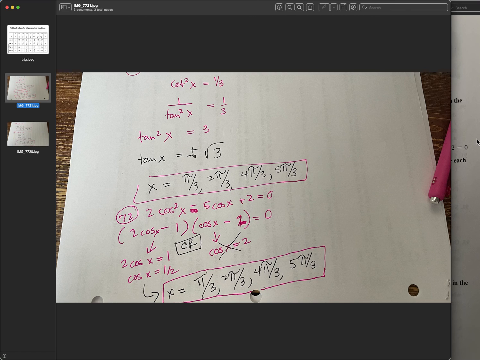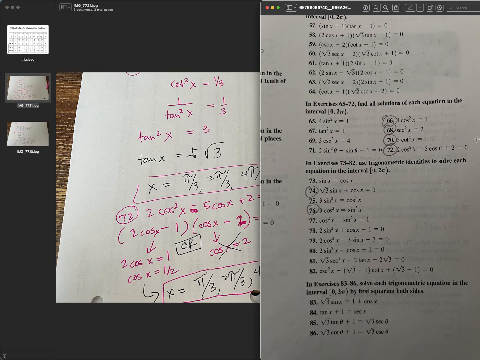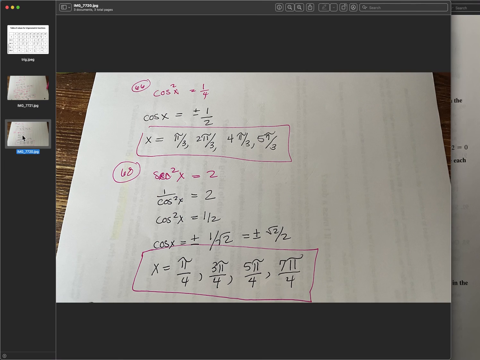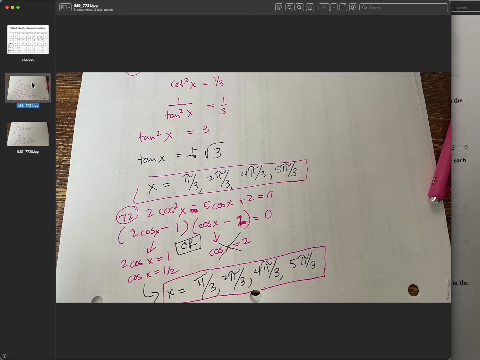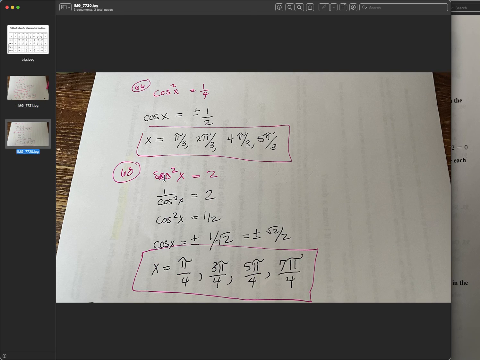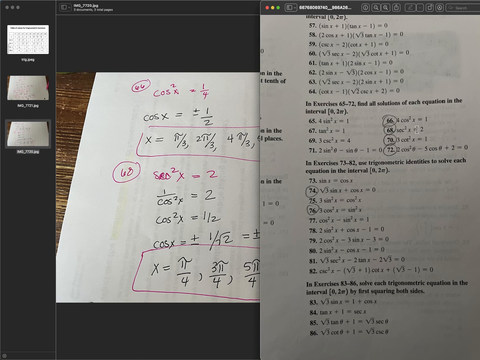And then for, oops, I jumped to the wrong one, but it has the same 4 solutions on 66 as it does on 70. But 68, this is secant squared. I can't write very well. But secant squared x is equal to 2.